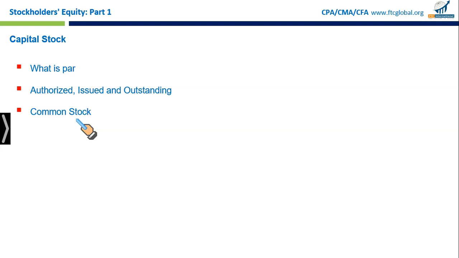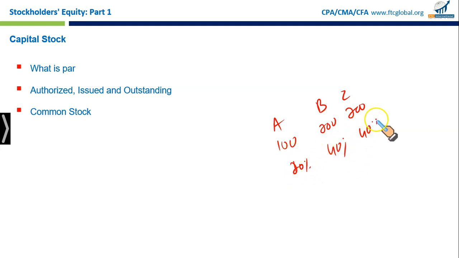There is an important point also about common stocks called preemptive rights. Preemptive rights mean, let me explain with a helpful example. There are three shareholders, A, B, and C. Let's say they hold 100 shares, 200 shares, and 200 shares respectively. That means they are 20%, 40%, 40% shareholders.